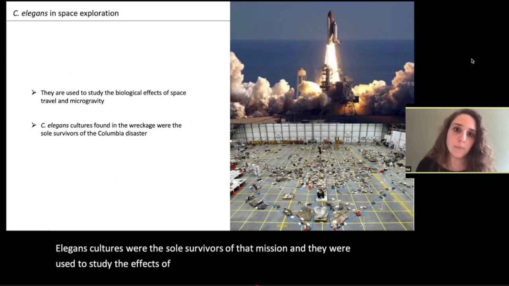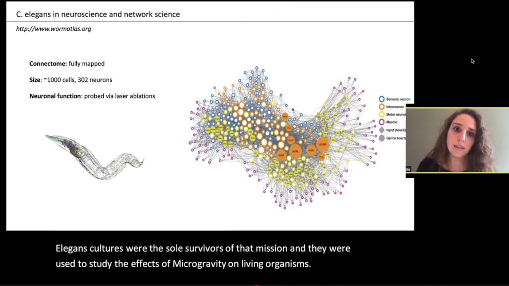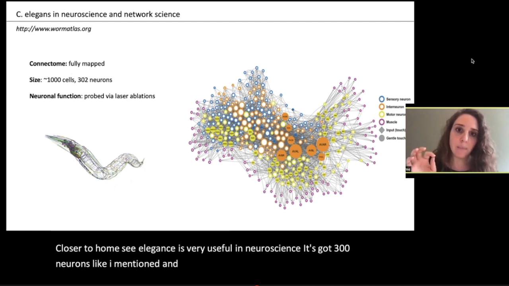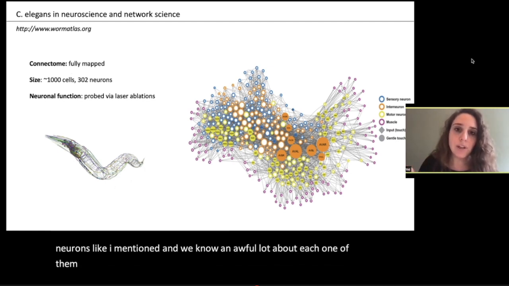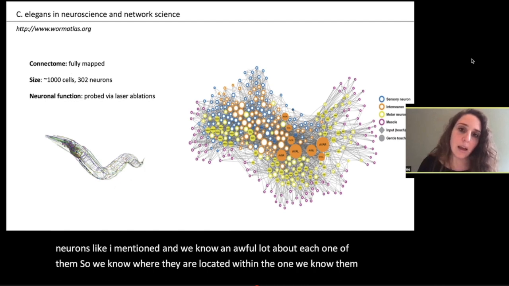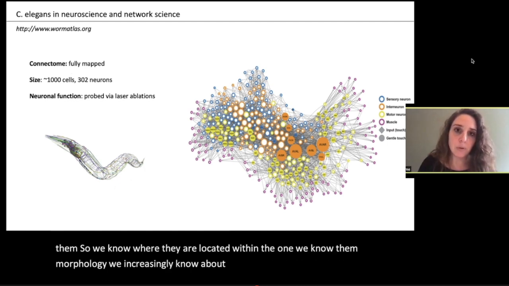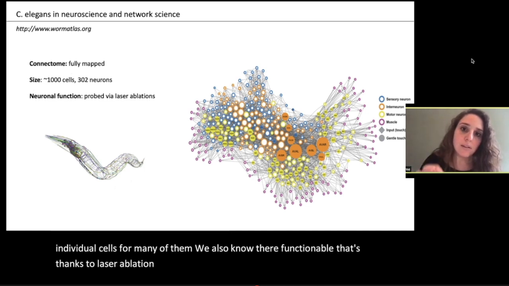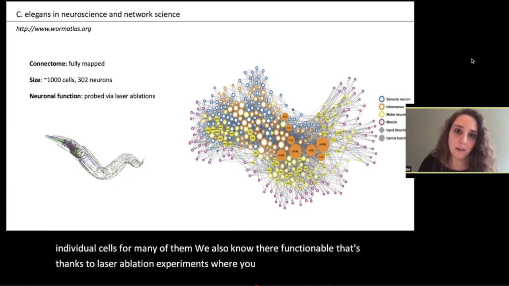Closer to home, C. elegans is very useful in neuroscience. It's got 300 neurons, like I mentioned, and we know an awful lot about each one of them. So we know where they are located within the worm. We know their morphology. We increasingly know about gene expression inside individual cells. And for many of them, we also know their functional role. That's thanks to laser ablation experiments where you essentially remove or ablate neurons or classes of neurons and then observe the effects on behavior.